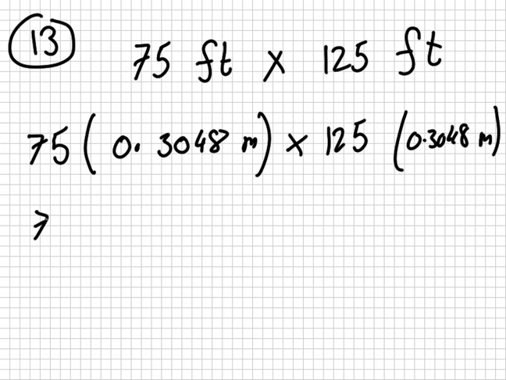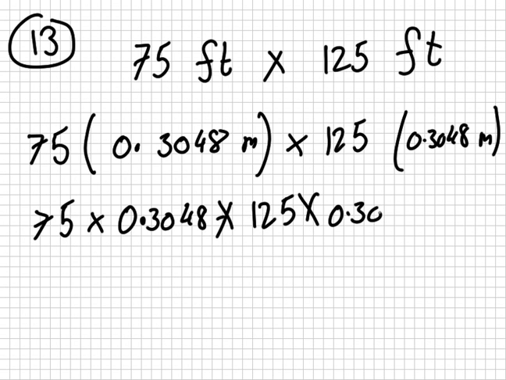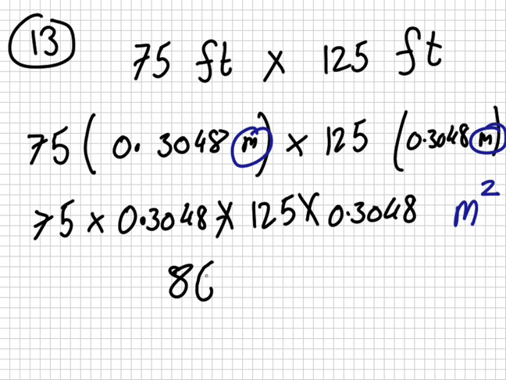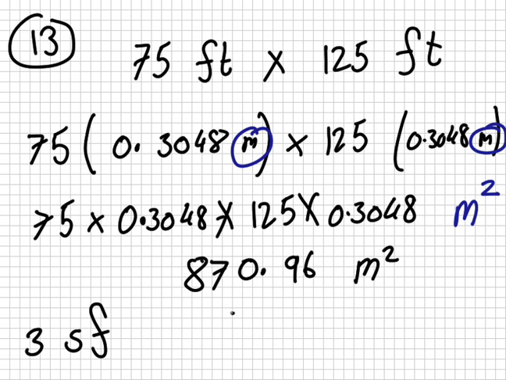So we have 75 multiplied by 0.3048 multiplied by 125 multiplied by 0.3048, and then you have a meter here and a meter here, so it's meters squared. Okay, so what's this, please, on your calculator? 86870.96. Okay. Now, just to practice, if I want 3 significant figures, what would this answer be? 871 meters squared. Okay, we're happy with that. I think everybody got this though. So we'll go on to the next one, 15.